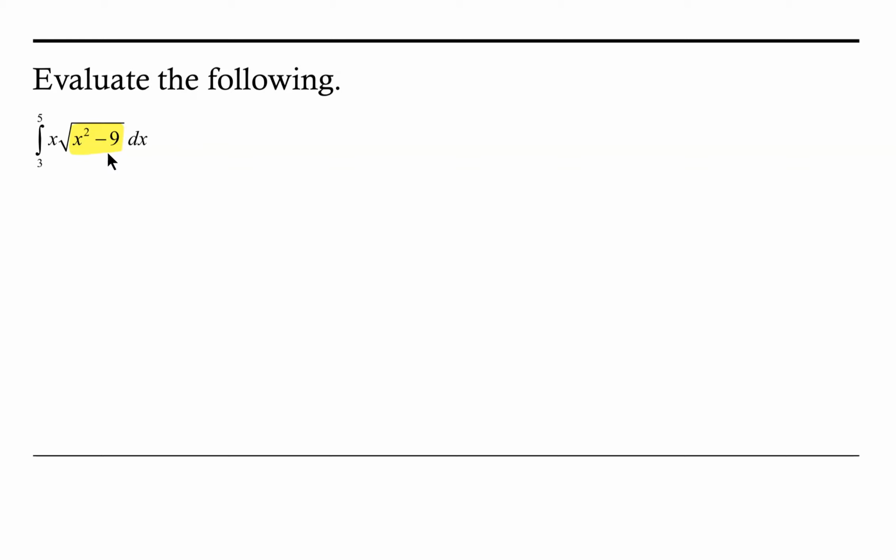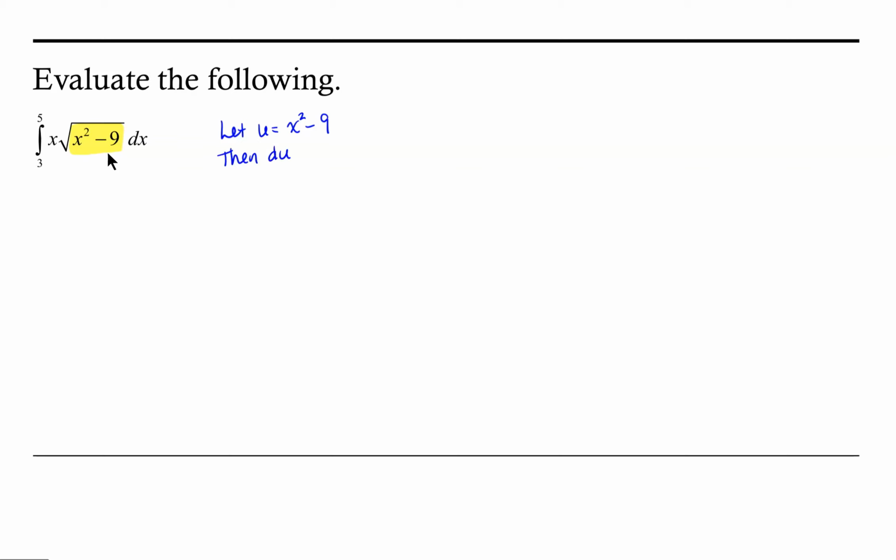Also helpful is if I think about taking the derivative of x squared minus 9, I get 2x, and outside my square root function is an x variable that could be helpful. So let's go ahead and take a look at this. So let's go with our first intuition and let u equal x squared minus 9.